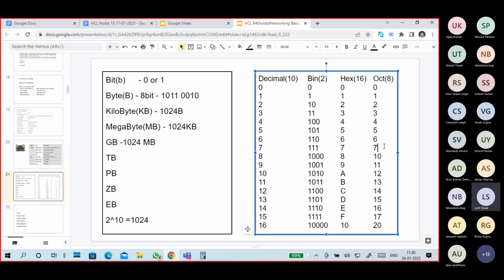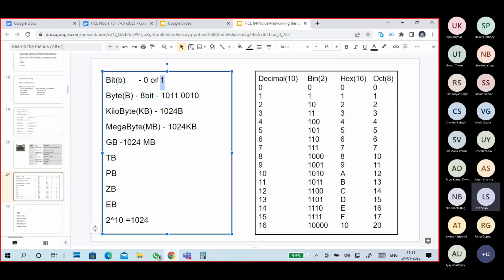Octal is 0 to 7 only. So when 17 is completed, again it is 10. In decimal, 19 completed, 20; 99 completed, 100. But here, 77 completed, 100. So 0 to 7 only. This is the octal system.